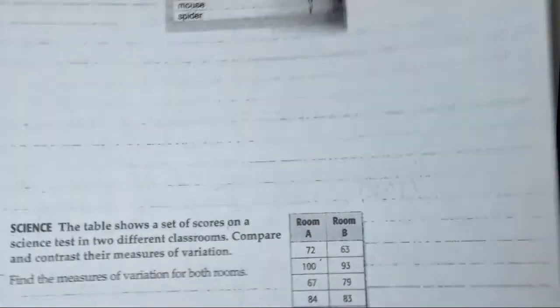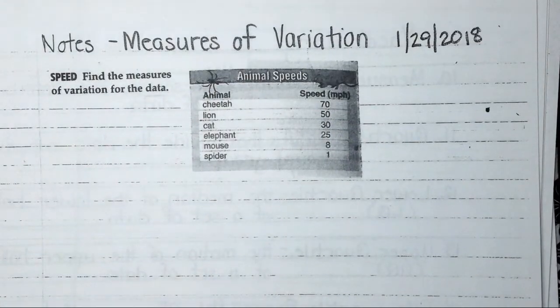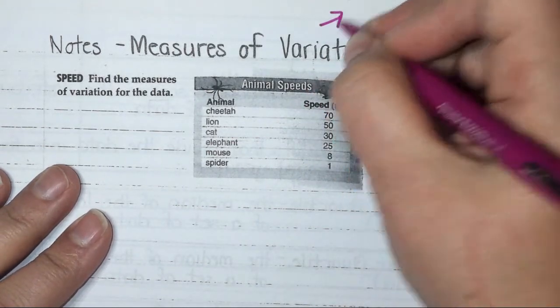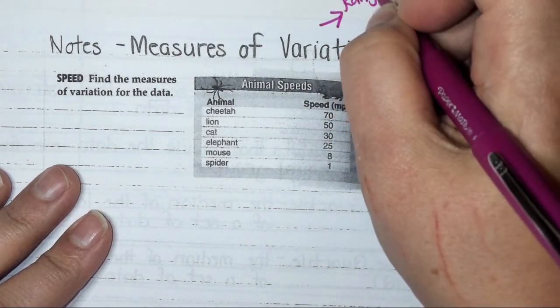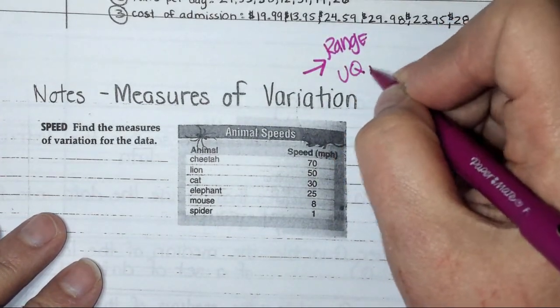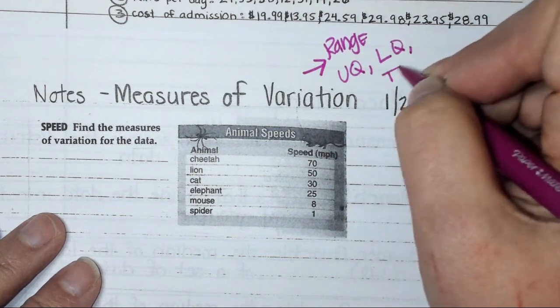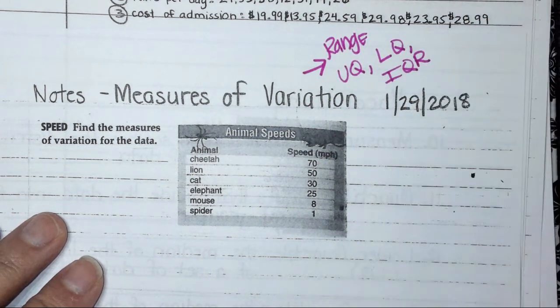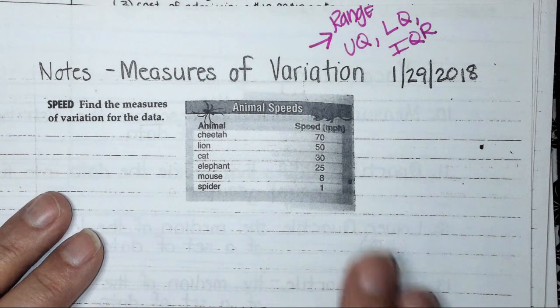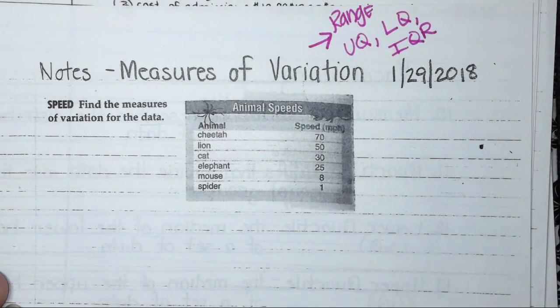All right, let's look on the other side. And measures of variation, okay? Those are range, upper quartile, lower quartile, interquartile range, okay? So our measures of variation are range. I want you to jot this down. Upper quartile, we're going to call it UQ, lower quartile, LQ, and interquartile range. Those are your measures of variation. Okay? And we're going to go through this set of data together, and we're going to find all those things.